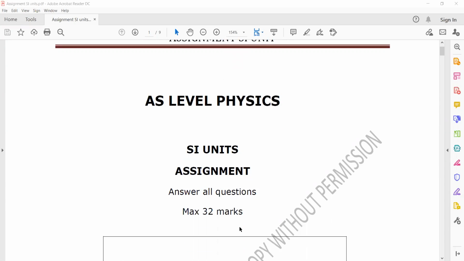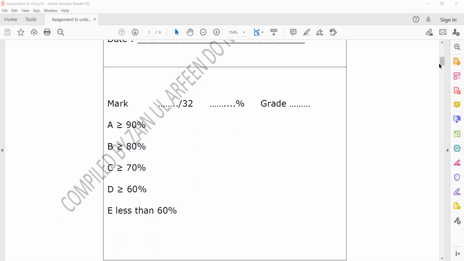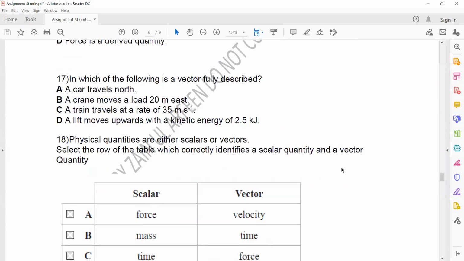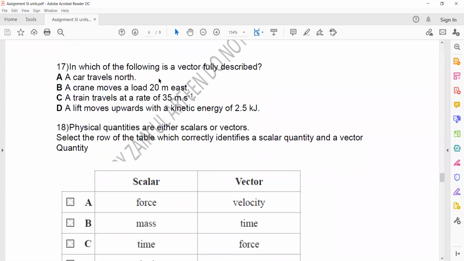So question 17, the doubts which I received: question 17, 22, 23, 24, 25. So in question number 17, in which of the following is a vector fully described? A vector fully described here refers to, because a vector quantity is having a magnitude, unit, as well as the direction. So which one vector is fully described in question 17?